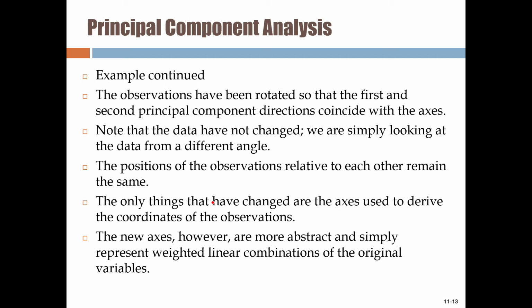So the observations have been rotated, right? Actually that's rotating our axis. So the first and second principal component directly coincide with the axis. However, this is the 2D case. For 3D, 4D, even 7-dimensional, we cannot draw it. We cannot imagine the picture. However, mathematically it's still possible.